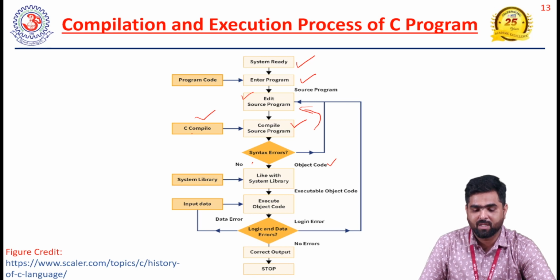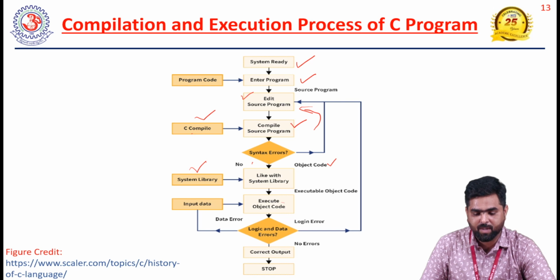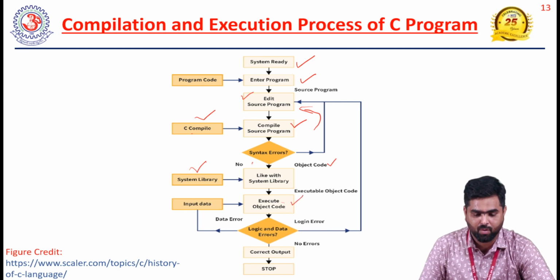But if you want to run this object code, as I told you, we are going to have some libraries. So from those libraries, we need to load all the required functions. So that's why from the system library, whatever libraries are required will be linked with this particular object code. Now we can execute this particular object code, means we can run the code. So when you're running the code, we need to give some kind of input data which is required to complete the task. So that we are going to provide here.